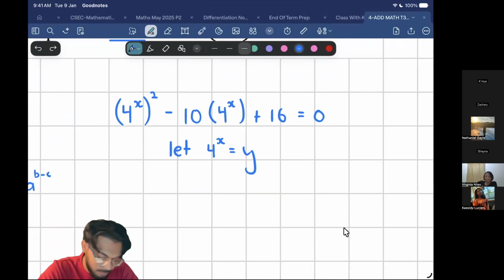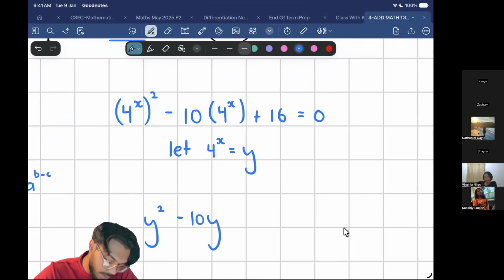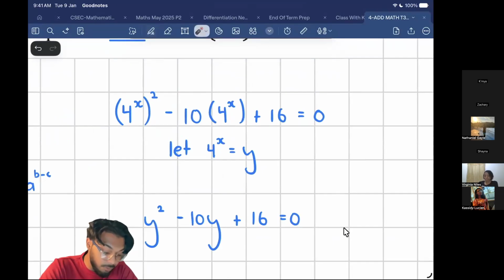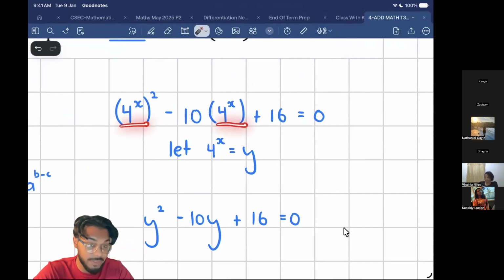y squared minus 10y plus 16. Good. If you are confused, we just said that you're seeing 4 to the x over here and you're seeing 4 to the x over here. You are seeing the same thing in two spaces.